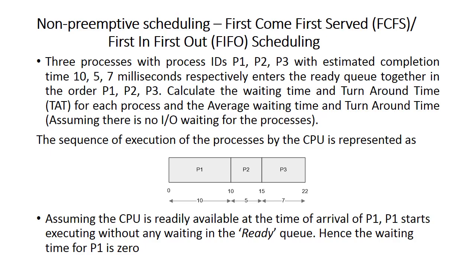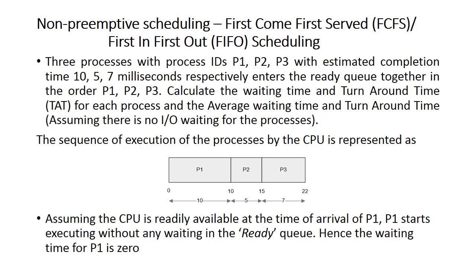So how does it work? We have one example. Three processes with process IDs P1, P2, P3 with estimated completion times 10, 5, 7 milliseconds respectively enter the ready queue together in the order P1, P2, P3. Calculate the waiting time and turnaround time (TAT) for each process, and the average waiting time and turnaround time, assuming there is no IO waiting for the processes.